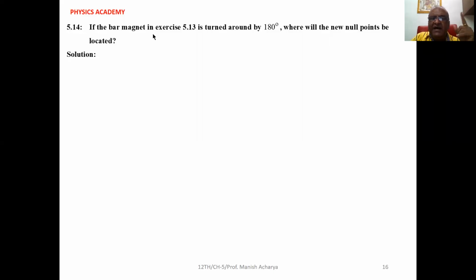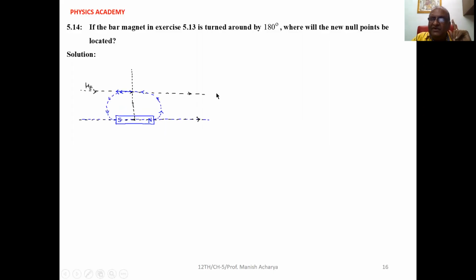5.14. If the bar magnet in exercise 5.13 is turned around by 180 degree, where will the new null points be located? New null points will be located on the equatorial line. Because see, for the bar magnet, the external field that is from north to south, and horizontal field that is represented here. So external field that is north to south. So on left hand side here, there is the north of Earth's field, and on right hand side here, south will be there.